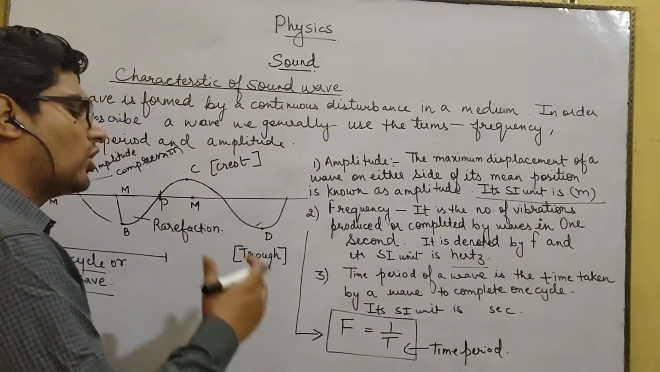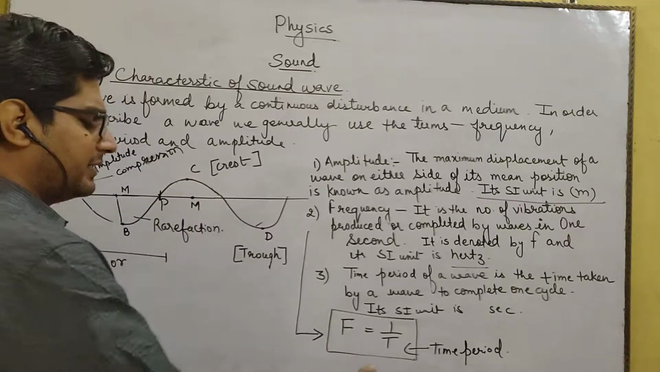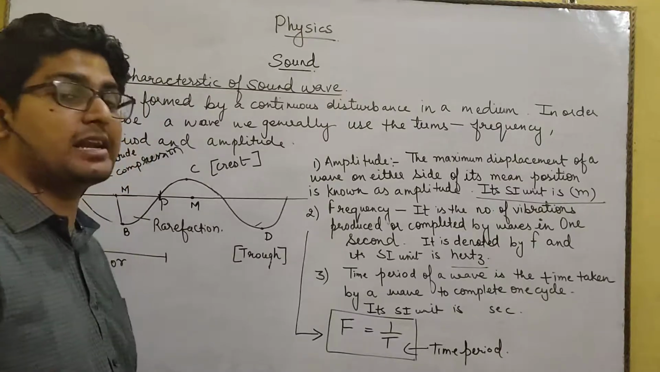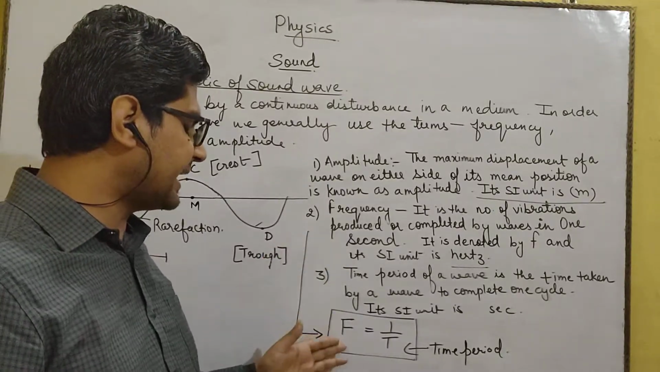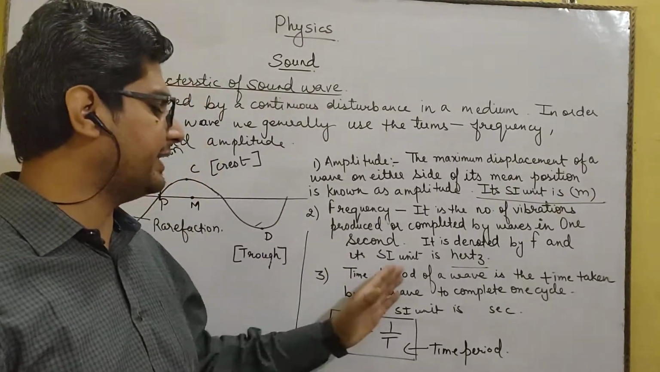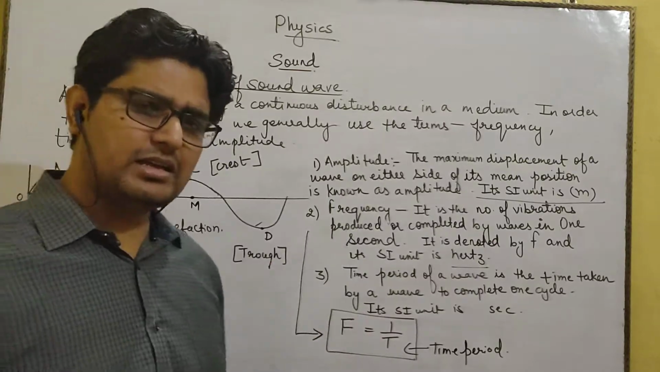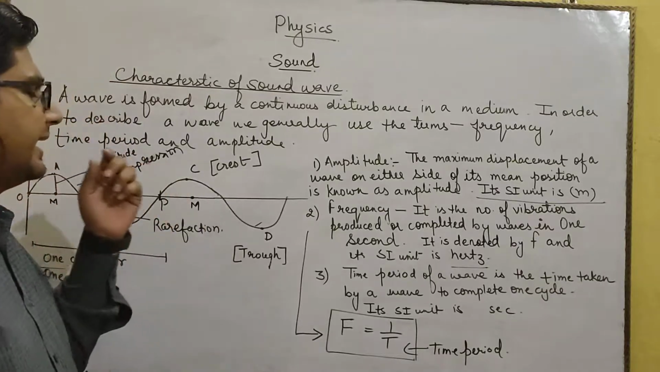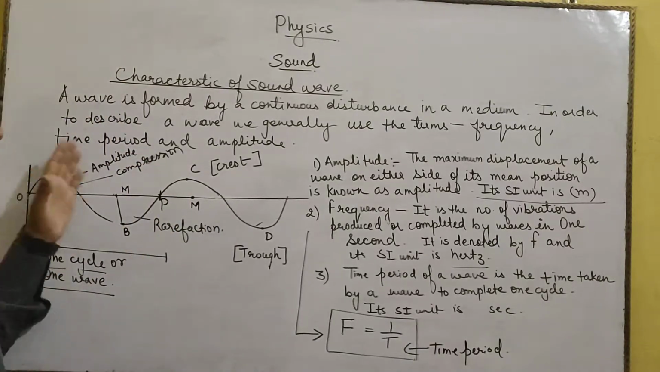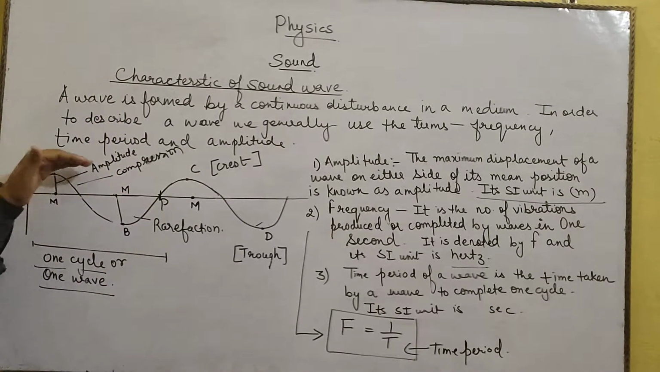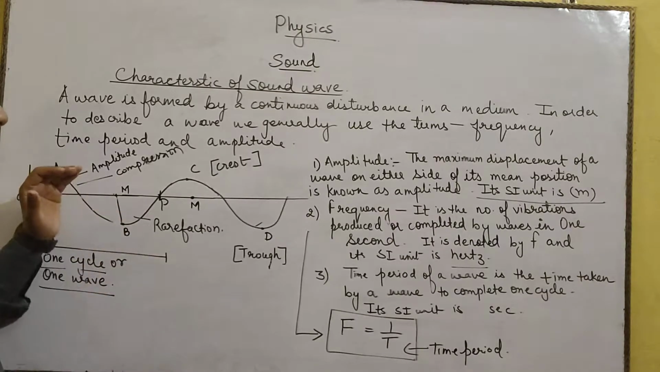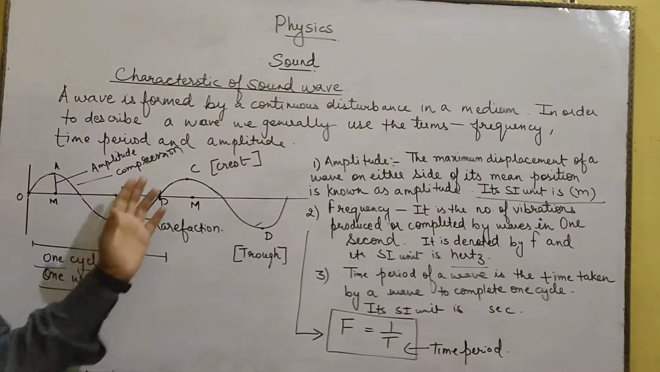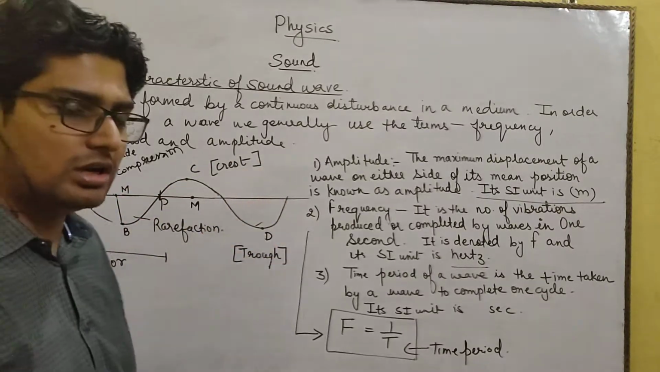So the SI unit of time period is second, and with this formula you can calculate frequency or time period. This is the relationship between frequency and time period, that F is equal to 1 upon T. Some numericals you can do with the help of this formula. So this is about the characteristics of sound waves. This is a wave formation, when it forms a compression or rarefaction. Sometimes compression and rarefaction are also known as crest or trough. These are three terms which you have to learn.